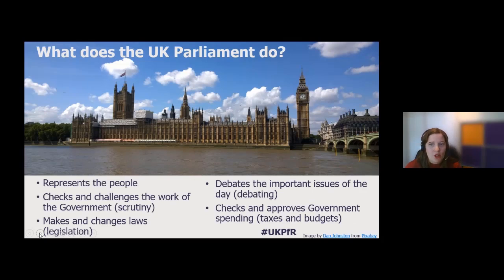On your screen now is a large picture of the Houses of Parliament taken across the River Thames. We will take this as our cue to look closely at what Parliament does. This slide outlines the 5 core functions of Parliament. Parliament represents the people. It's where our MPs go to represent the constituencies, or the areas, for which they have been elected. It checks and challenges the work of government through scrutiny. And by scrutiny, we mean the processes by which Parliament holds the government to account.